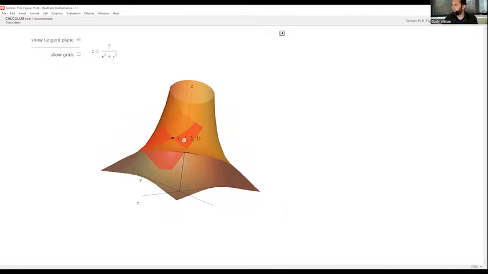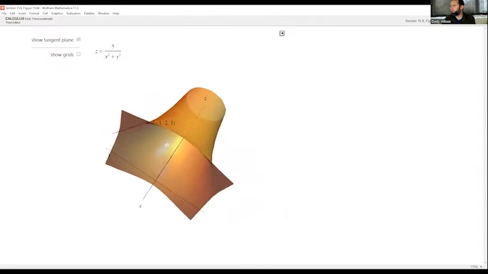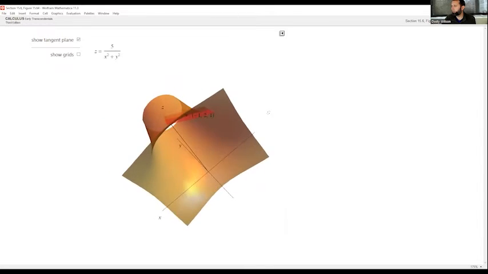It's just like the tangent line, that the closer you zoom in, the closer the plane and the curve would look to being identical. So I hope that gives you a picture of what a tangent plane looks like.